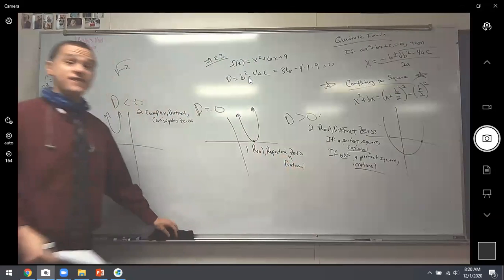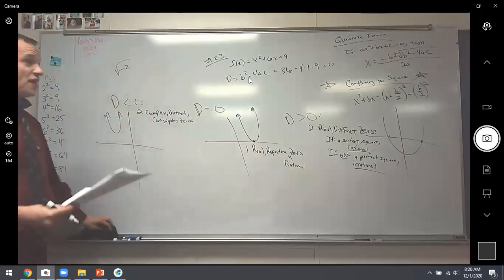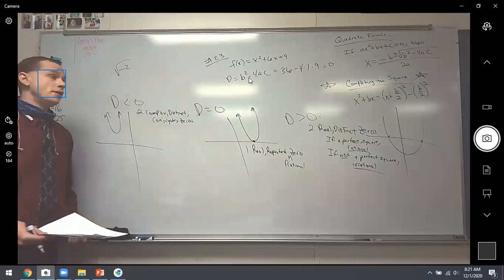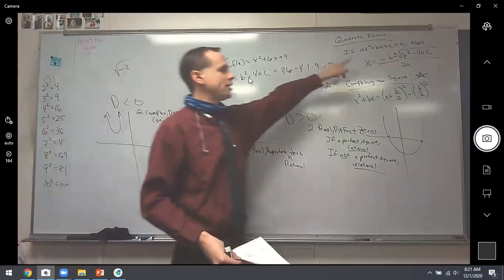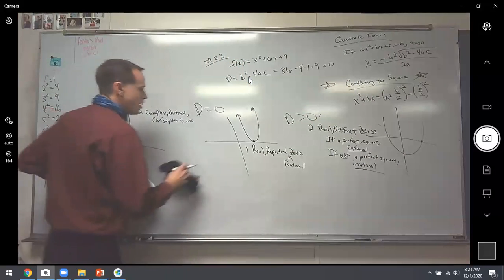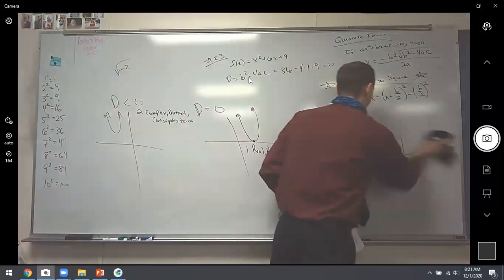The only other thing to do is actually find the zeros. Now, how do you find the zeros? The discriminant doesn't give you the zeros. It tells you what kinds of zeros you have. The thing that gives you the zeros is the quadratic formula. So you need to go do that in its entirety from there on out. And we'll do that right now.